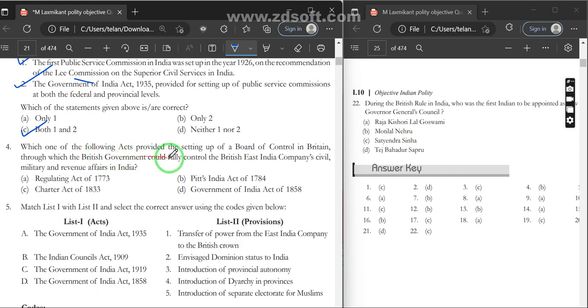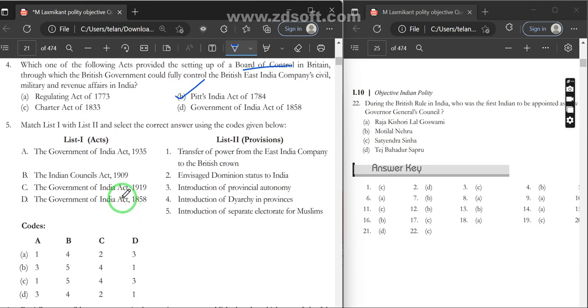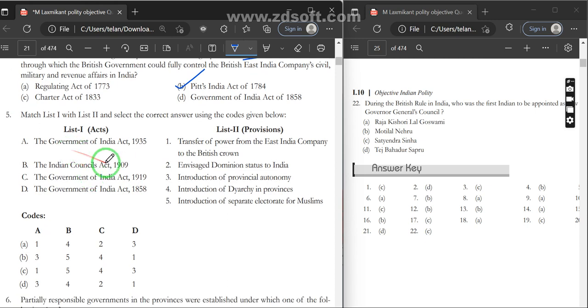And which one of the following acts provided the setting up of a board of control in Britain through which the British government could fully control the British East India Company's civil, military, and revenue affairs in India? Here the answer is B. It's India Act. It introduced what? Board of control. Now let's see the fifth question. This is just match the ABCD to one of the options in 1, 2, 3, 4, 5. Now let's see what we can get.